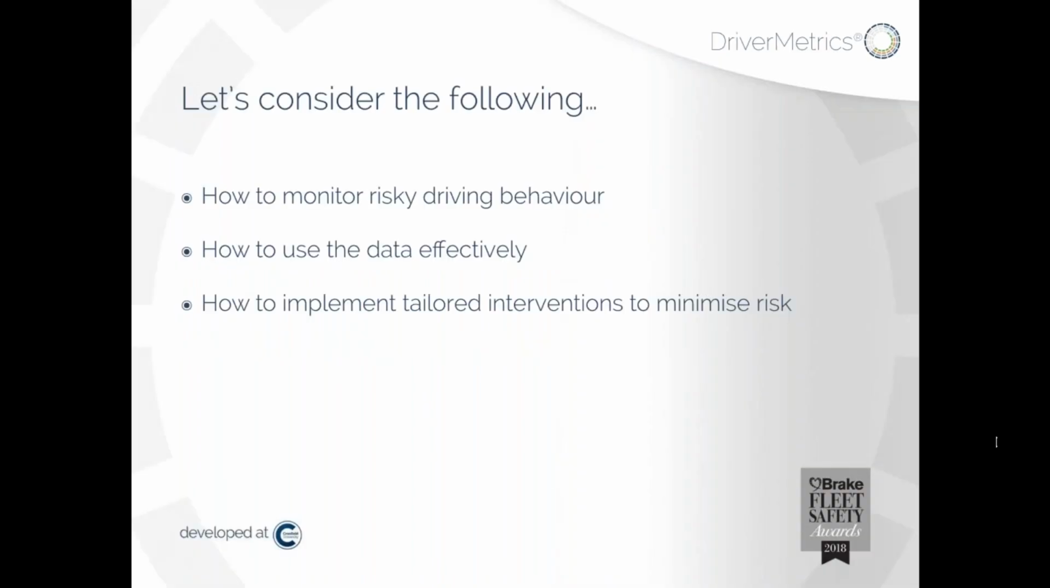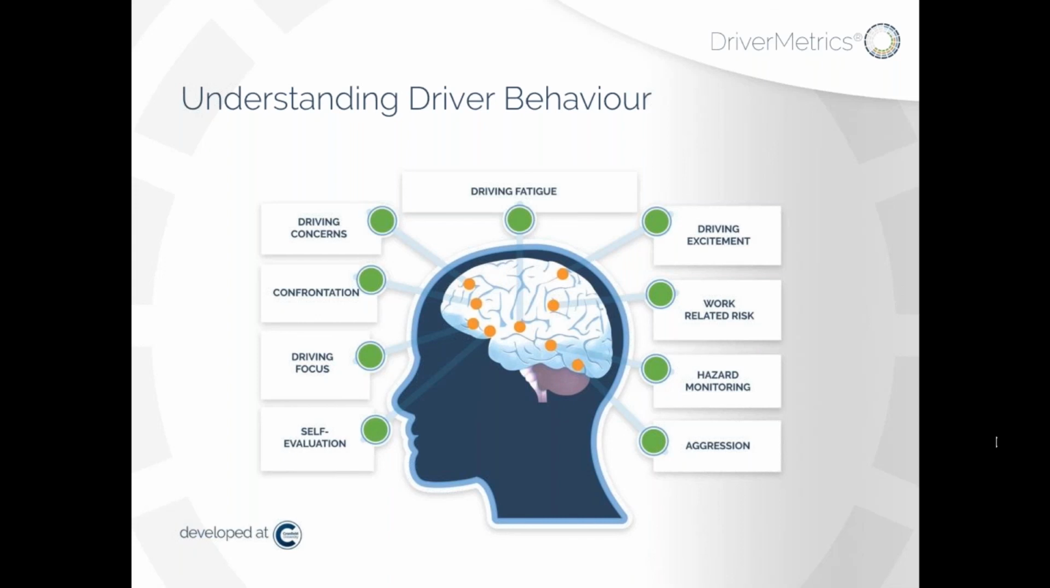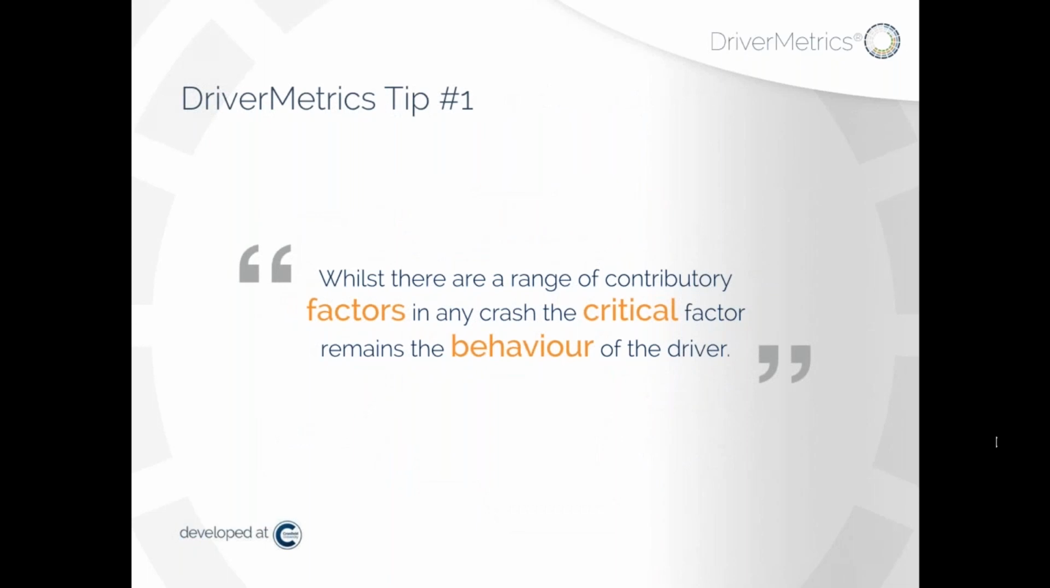But before we consider how we can monitor driver behaviour, I think we firstly need to be able to understand and measure driver behaviour. There are a number of behavioural factors that have been scientifically proven to be directly linked to crash involvement. These include things such as driver fatigue, aggression, and the stresses associated with driving for work. And these factors can manifest themselves in many different ways. As we've seen from the previous slide, there are several contributory factors in any single crash, but the critical factor is, of course, the behaviour of the driver.